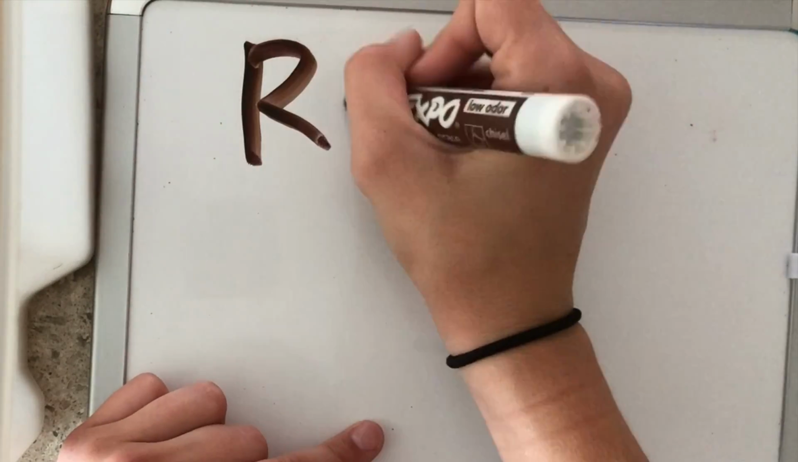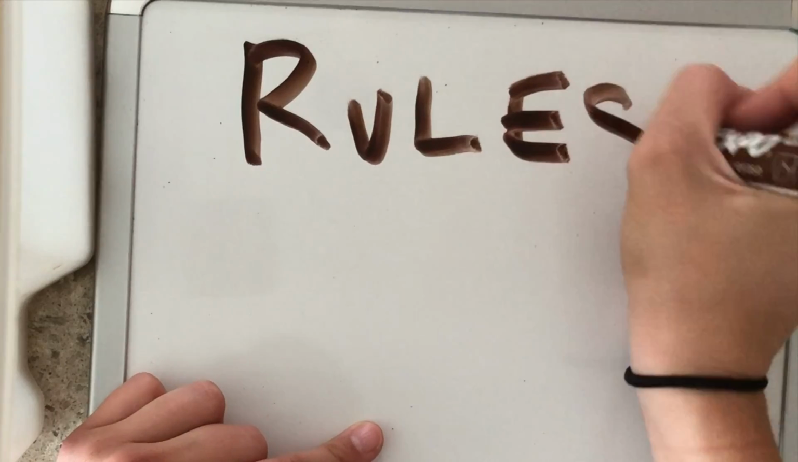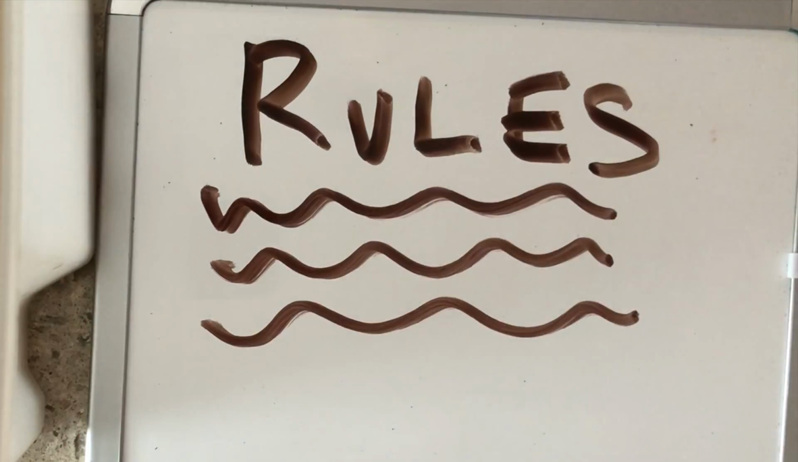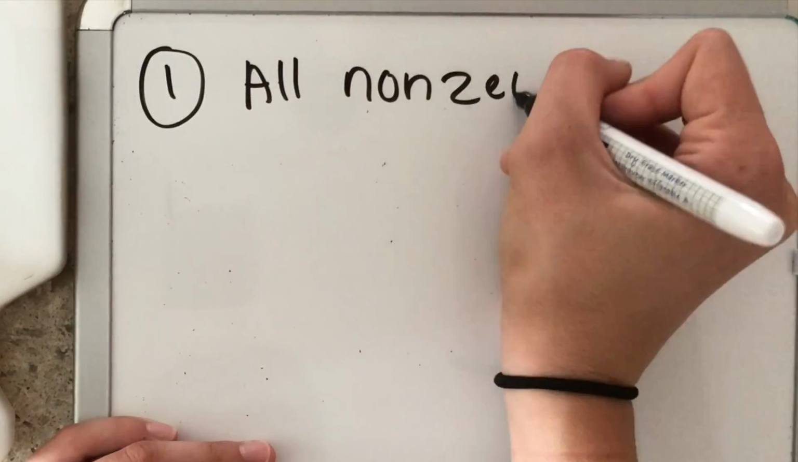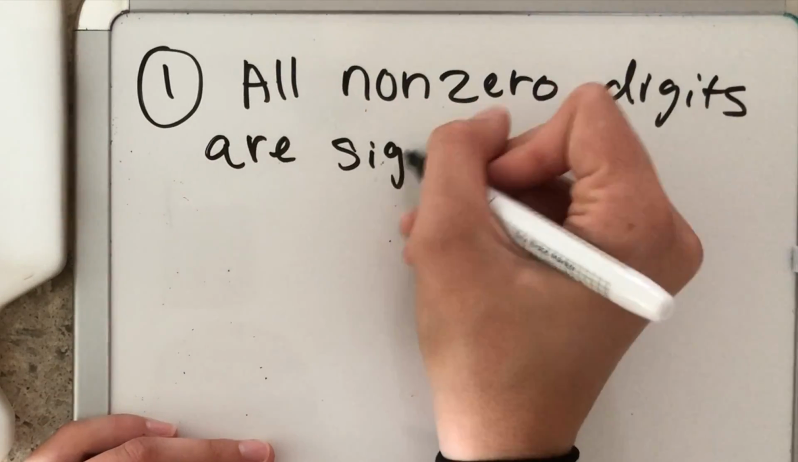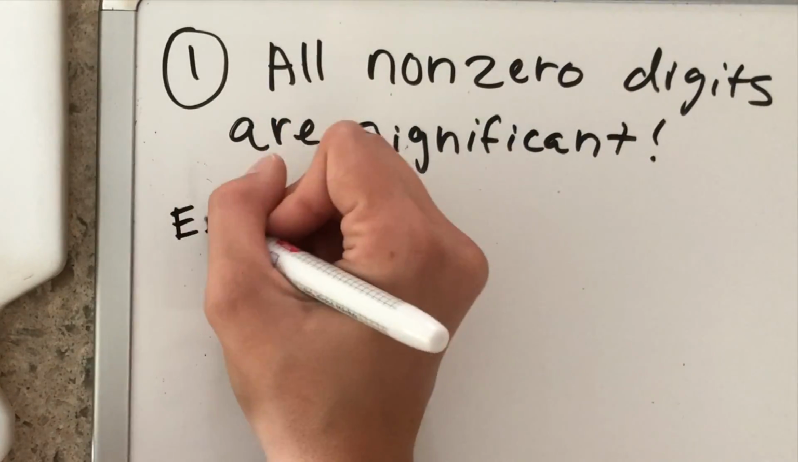Okay, let's move on to some rules we must follow when determining the number of sig figs in a measurement. The first rule is all non-zero digits are significant. Here are some examples.